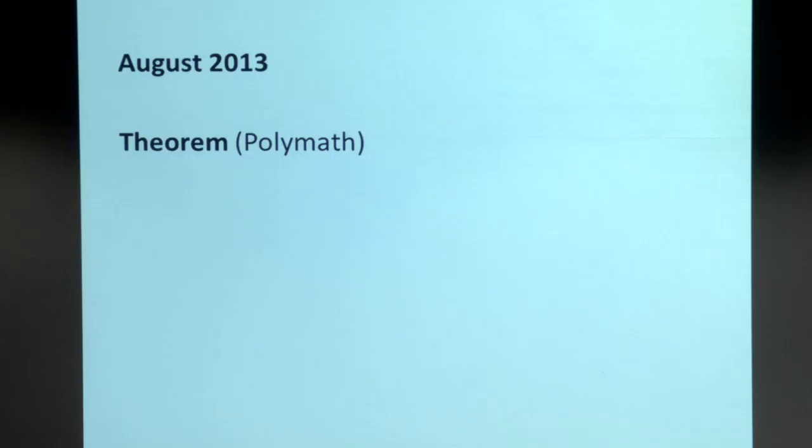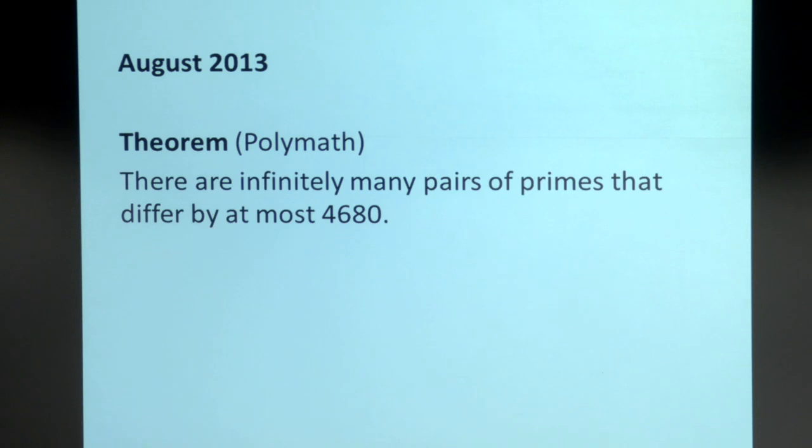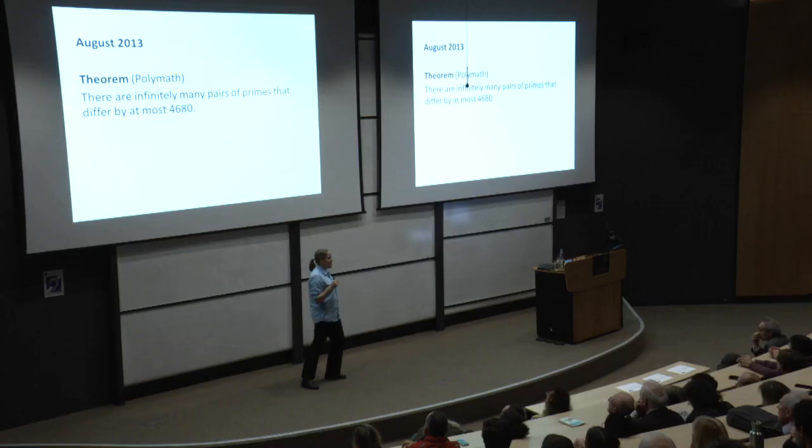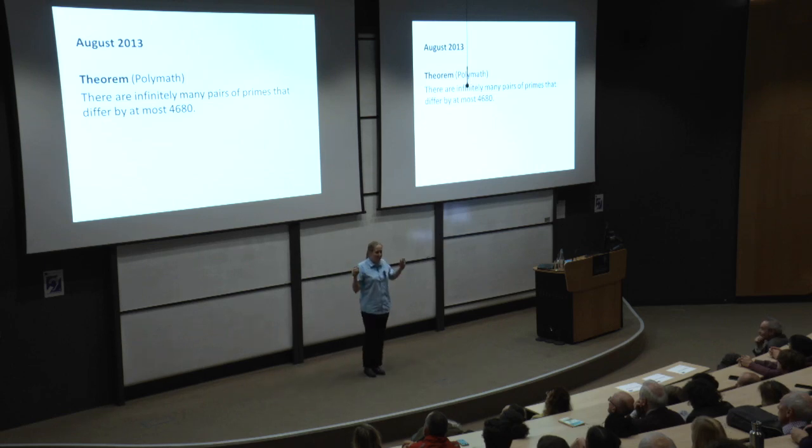So by August 2013, the Polymath project had managed to prove that there are infinitely many pairs of primes that differ by at most 4,680. I love the fact that some of you are looking impressed. If I'd said 4,680 half an hour ago, you'd have said, that's rubbish, you wanted 2. But it is a big improvement on 70 million, right? It's fantastic, very efficient.